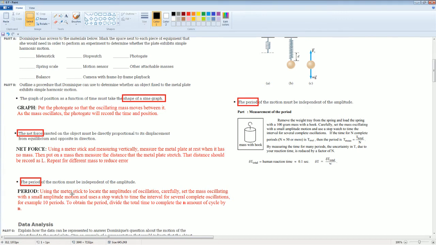For example, 10 cycles, right? So it goes up, then down. That would be one complete cycle. Then you record 10 of those. Let's say it took a minute, that's 60 seconds. So you would do 60 seconds divided by 10. So you're going to get what? 6 seconds for one cycle. That would be the period, right? A period is the amount of time it takes to complete one cycle.